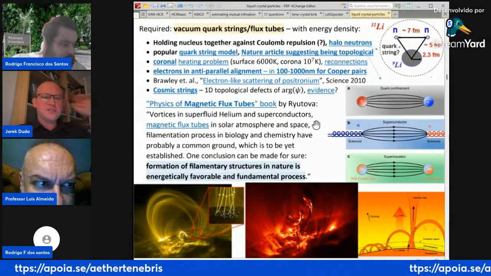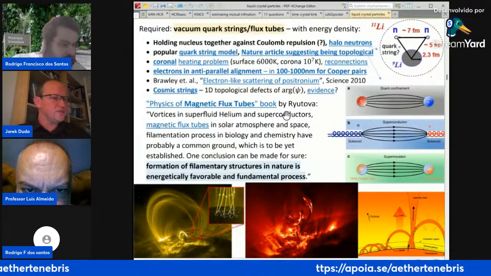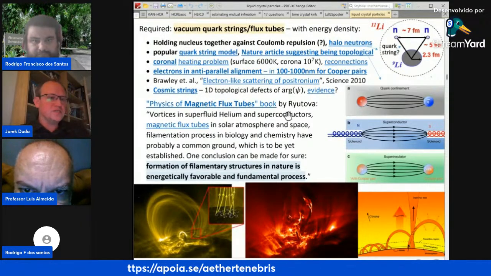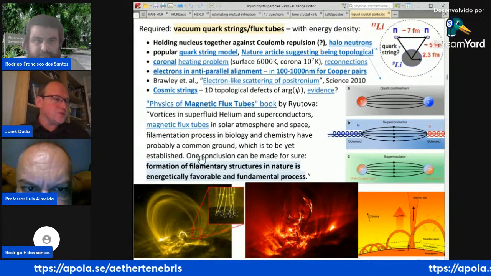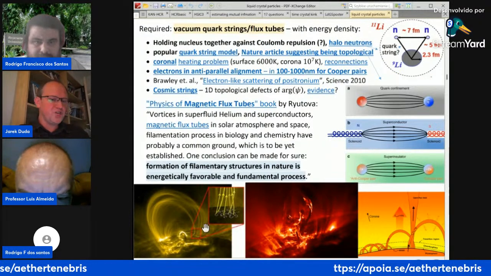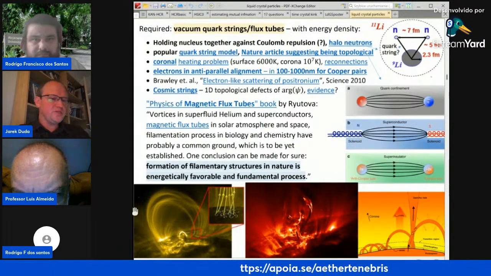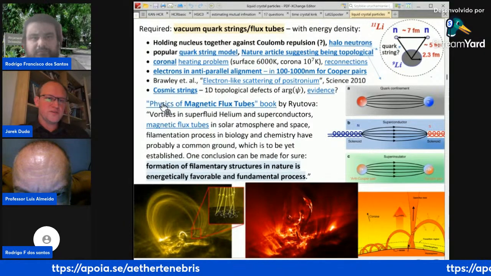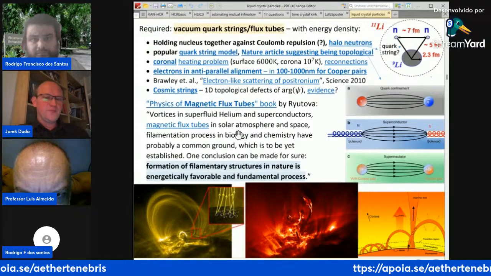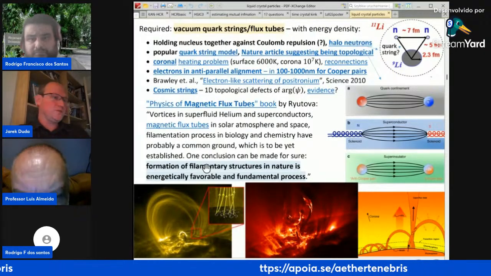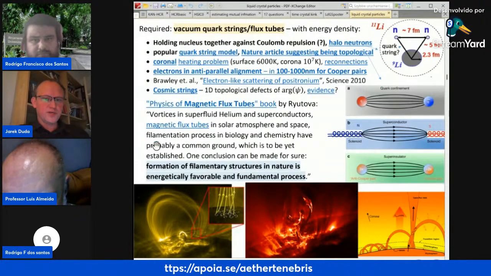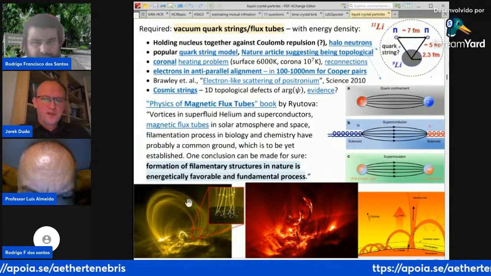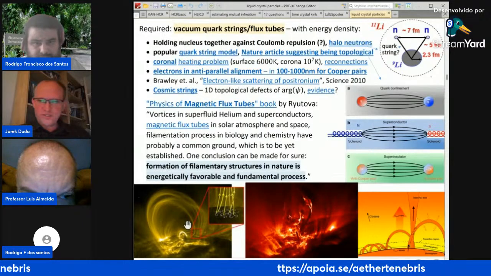Okay, so here are some more arguments that we need these one-dimensional structures, some topological vortex. For example, in the Sun's corona, they see these shining lines. There are really shining one-dimensional structures. And if you look at the book on the physics of these magnetic flux tubes, they say it is not well understood, but they suspect it might be of topological nature. So the question is, what are these shining lines? And probably there are some topological vortices.